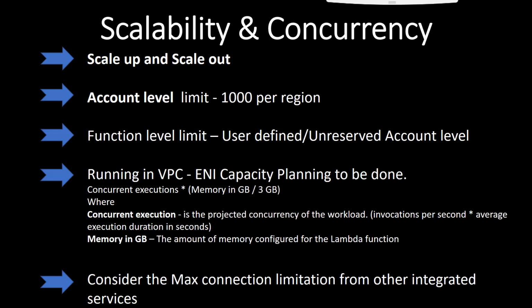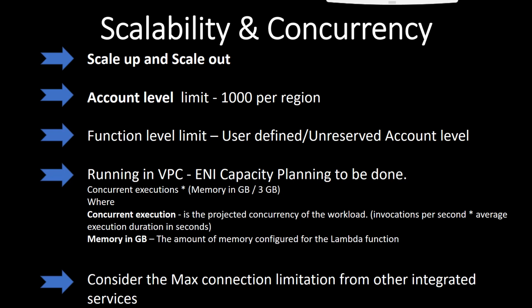But as I mentioned, no service can provide you infinite resources, and the same applies to Lambda as well. So there are two levels of limit in Lambda. The first one is at account level, which is 1000 per region per second as the concurrency limit. So you cannot run more than 1000 concurrent executions for your Lambda functions. The second limit is the function level limit.